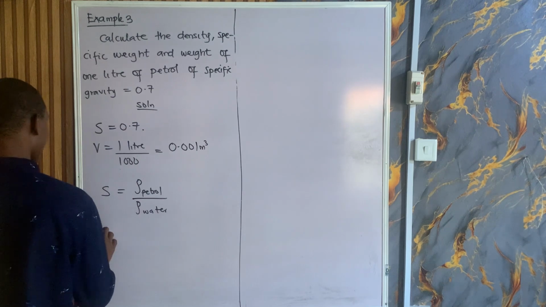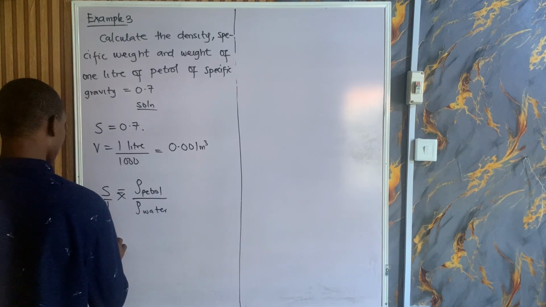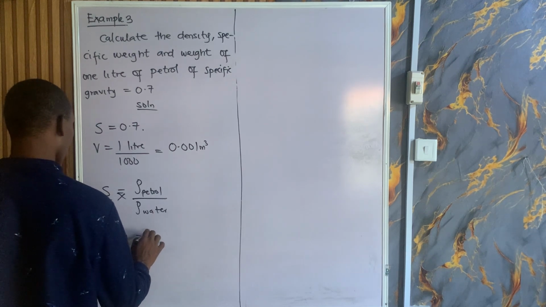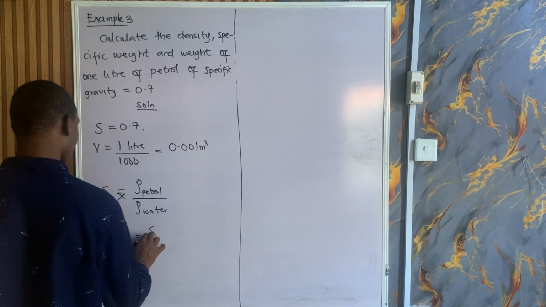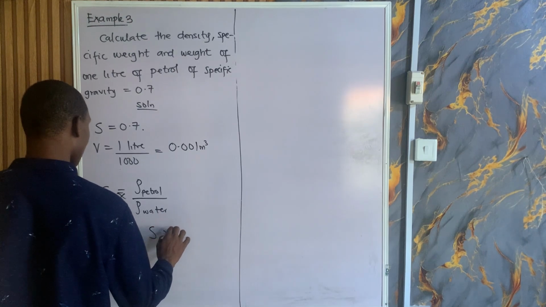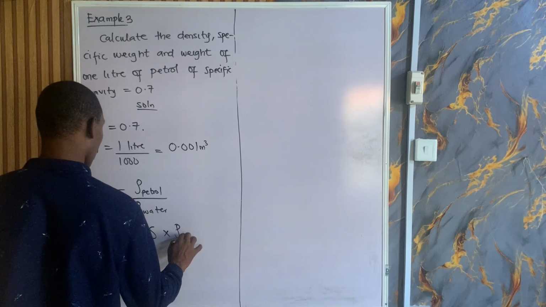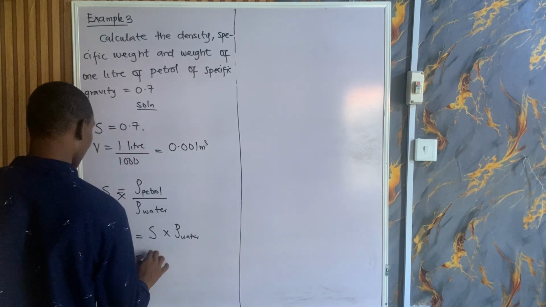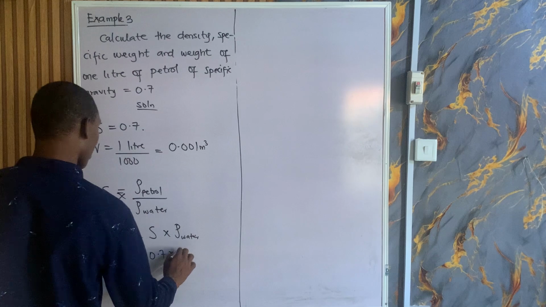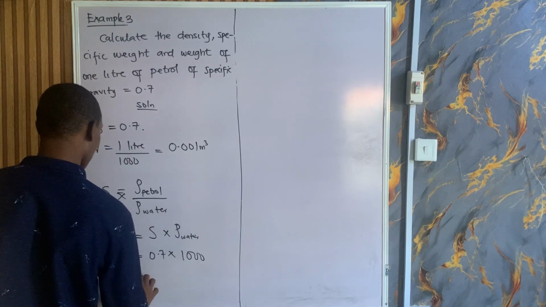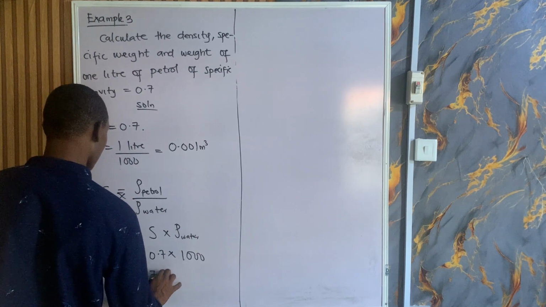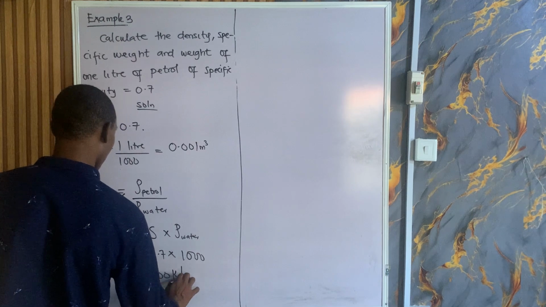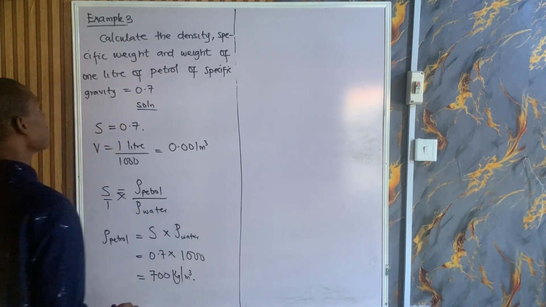So we can say, cross multiplying, density of petrol will be equal to specific gravity of petrol times density of water. The specific gravity of petrol we are given here to be 0.7, times density of water, that's 1000, and this will give us 700 kilogram per meter cube. We've answered that question now.